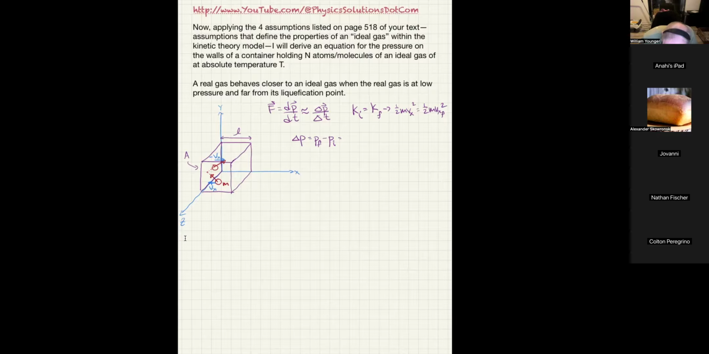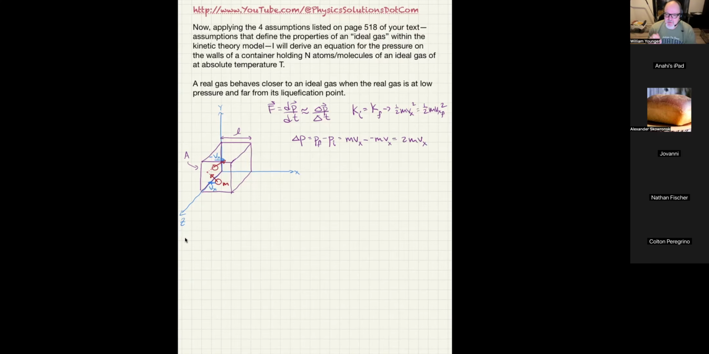So now I'm going to plug that in. What I'm going to get is m v sub x minus negative m v sub x, which gives me 2m v sub x as the change in momentum. Everybody follow that?